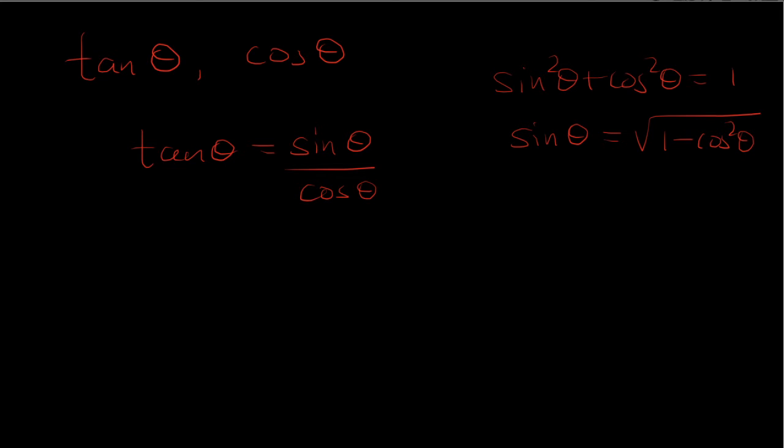And because we're looking at an acute angle theta, that means theta is in the first quadrant between 0 and pi over 2, and sine is positive in that quadrant. So we're just going to leave it alone, and we have the square root of 1 minus cosine squared over cosine as my final answer.